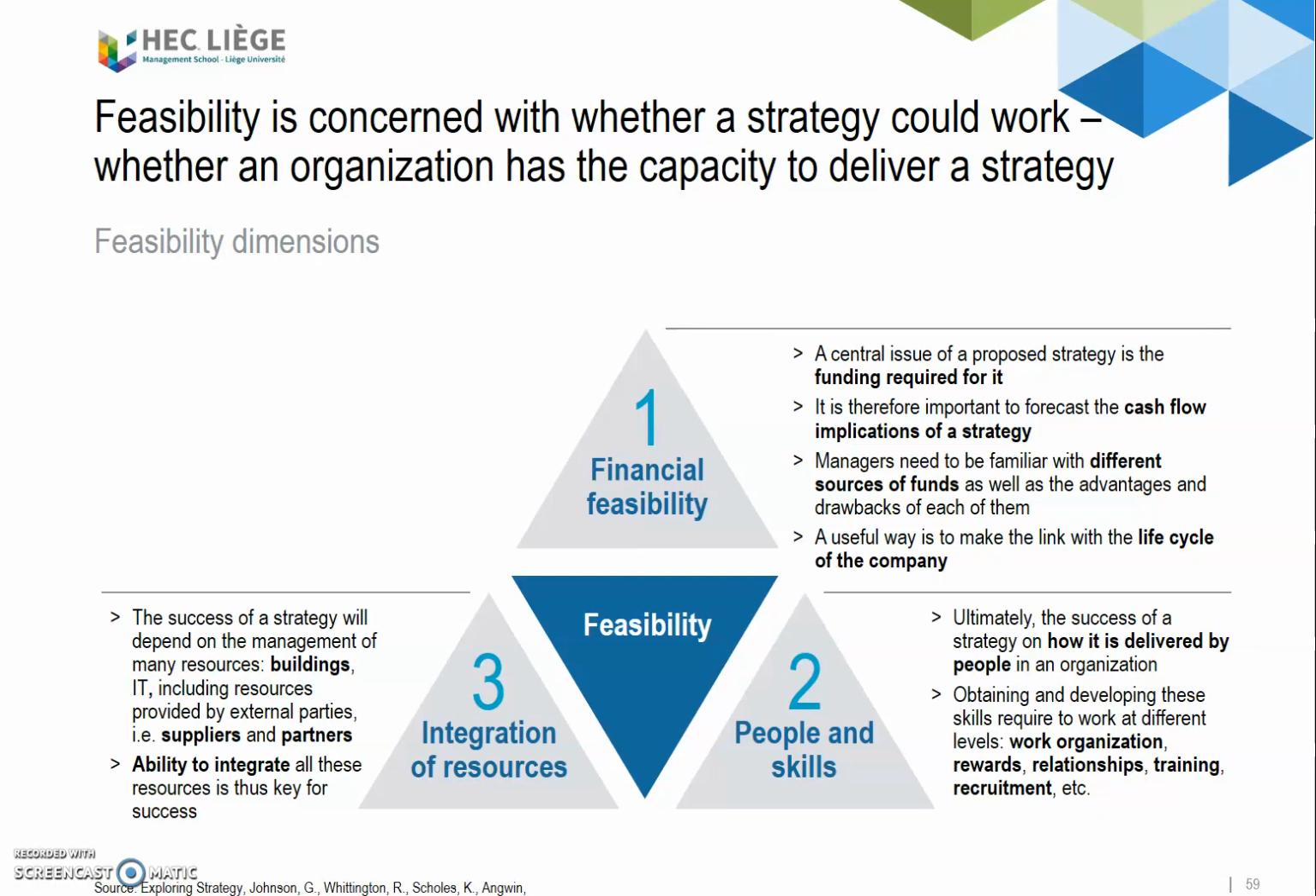And then the feasibility. And for feasibility, again, three aspects. You will look at whether it is financially feasible. Do I have the funds to do it? Can I generate the cash flows that are required to sustain the strategy? Then, do I have the people and the skills? Do I have the right people? Do I need to train them? Do I have the right organization? Do I have the right reward structure? And then there is the integration of resources. Here you will touch on all the other means needed to launch a project. Think about IT, infrastructure: how can you integrate all this? So that's really the feasibility dimension.